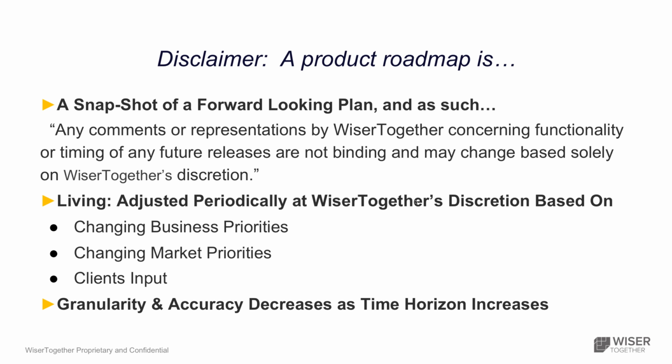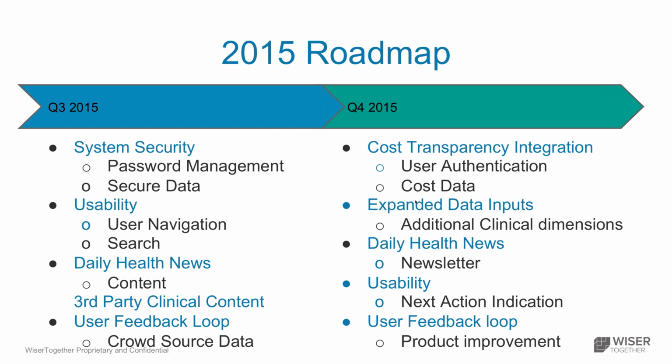So when we look at 2015, we've done fairly well on what we've planned to do so far. We have made some adjustments based on our last session with the group, and we'll share that in a moment. But as we look at the rest of the year, we do want to continue with other items around system security. We're going to continue to focus on usability. The things that we've shown thus far have been just the initial components.